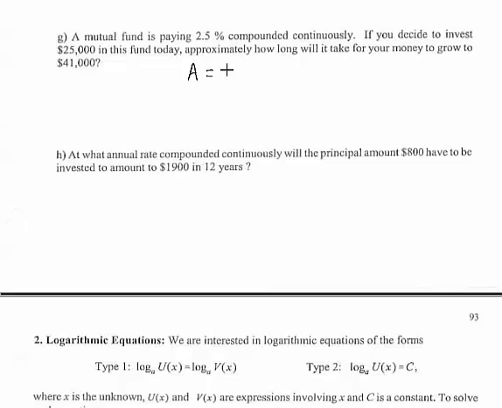Here is our continuous compounding formula. And our rate k is the 2.5% in decimal form. And how much did we start out with? A naught. Well, we started out with $25,000. Convert 2.5 to a decimal, and we get 0.025. And in the end, we want 41,000, so that's going to take the place of the A amount at a later time.